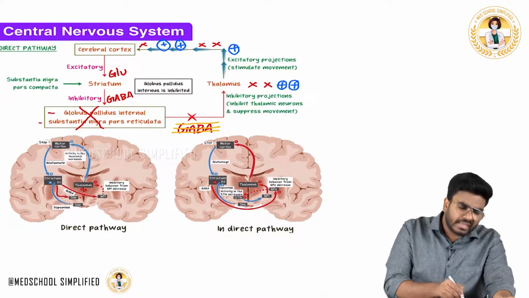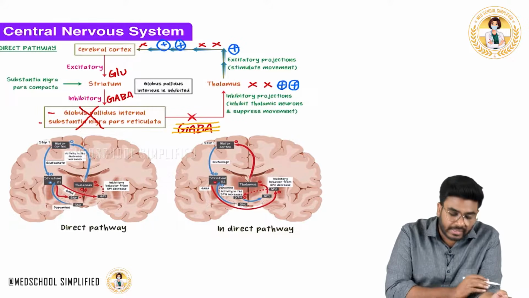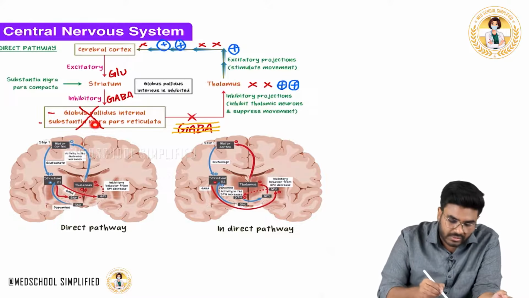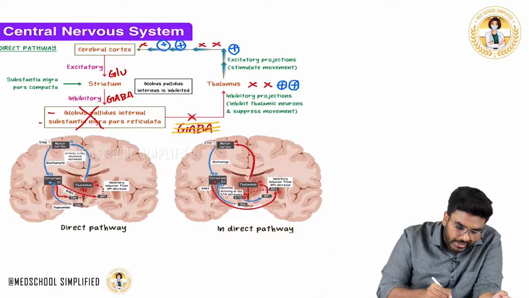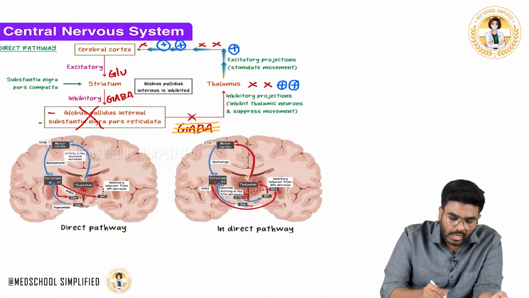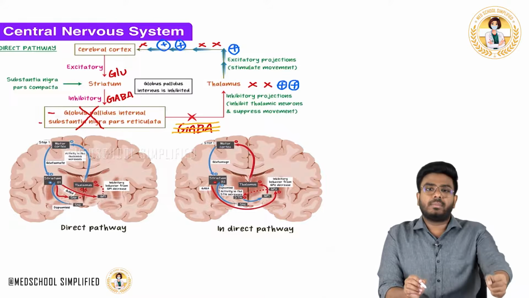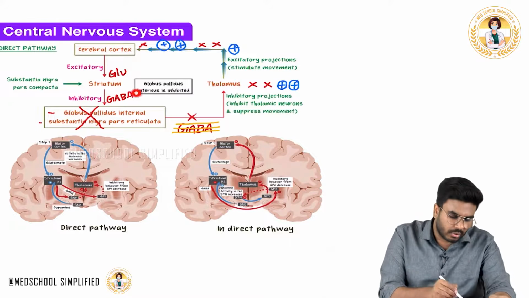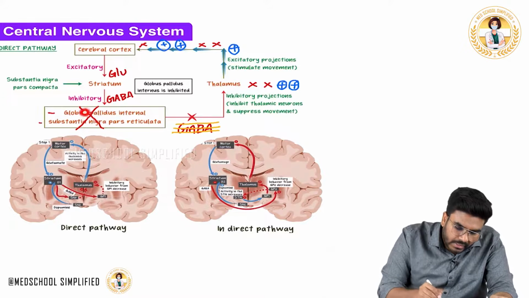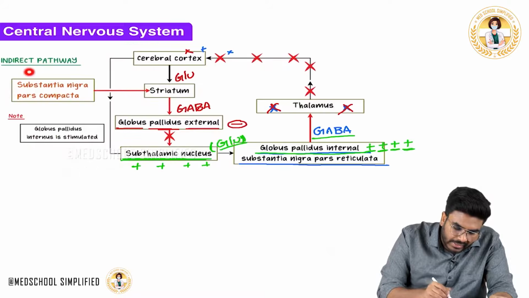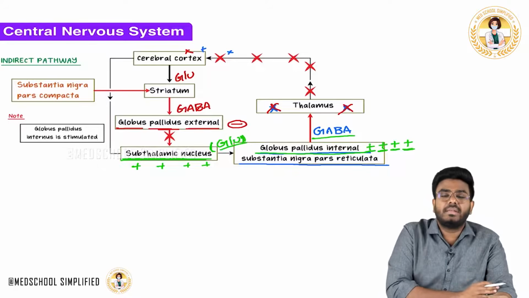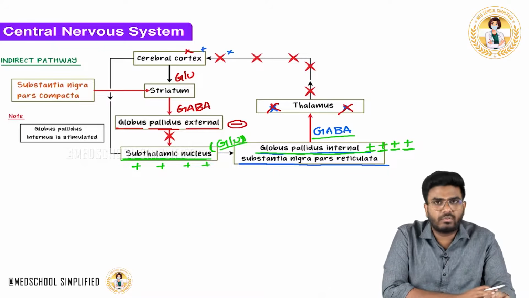Now the direct pathway, what is happening there? The main point is you need to inhibit the globus pallidus internus. If you inhibit the globus pallidus internus, what happens? Now the thalamus is activated, now the cortex is activated, so movements are possible. So in the direct pathway, the globus pallidus internus needs to be inhibited. In the indirect pathway, the globus pallidus internus should be activated. That's the important point which I want you to know.